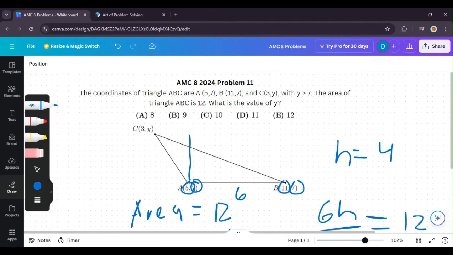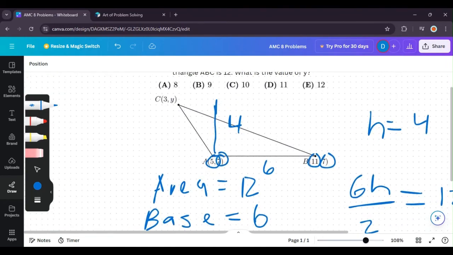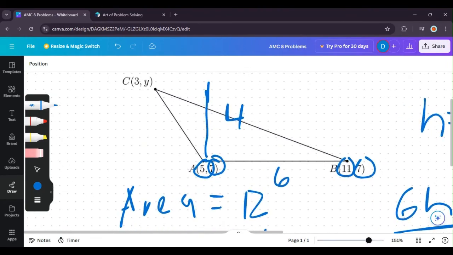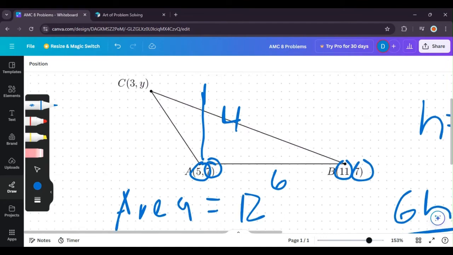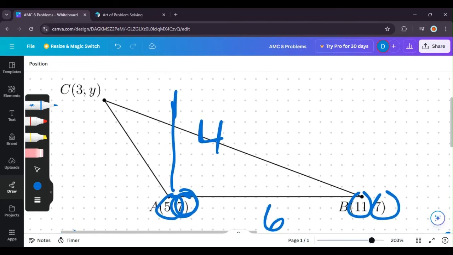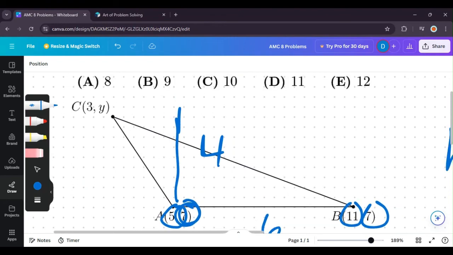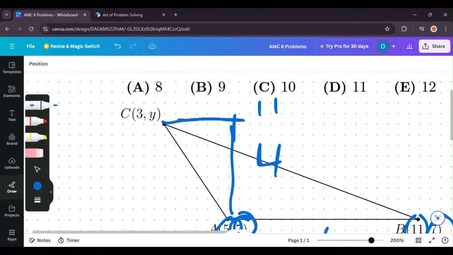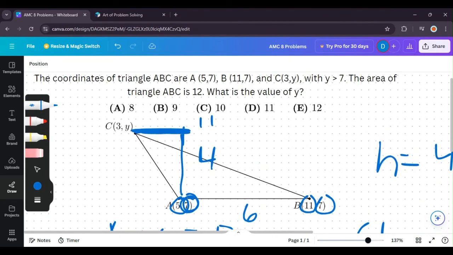Okay, since we know that the height is 4, we know the y-coordinate, because the y-coordinate is pretty easy. The 7 is the base, and if we're increasing the y-coordinate by 4, or increasing the vertical by 4, we know that it is 11. And we know that this is the same because it's on the same vertical plane, and yeah, so the answer is D.